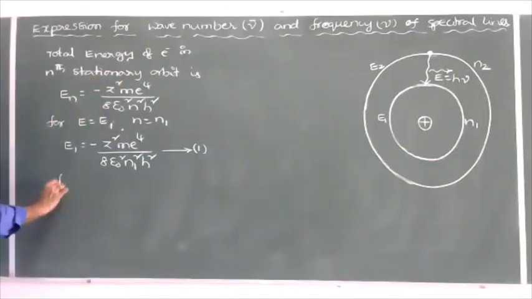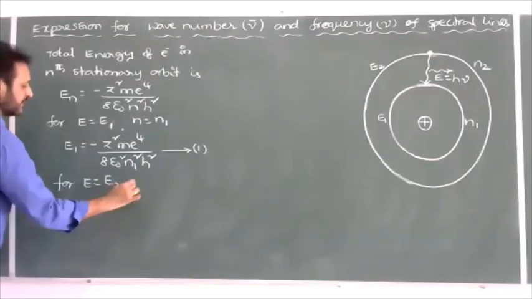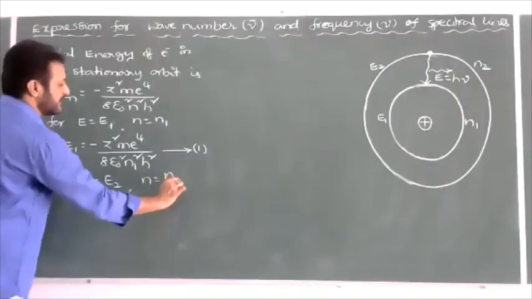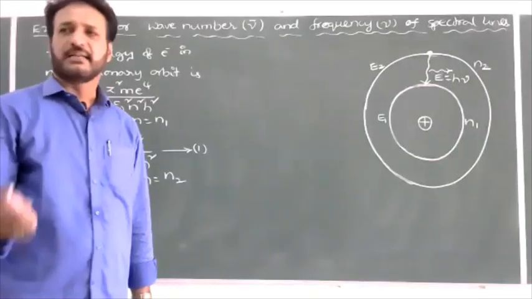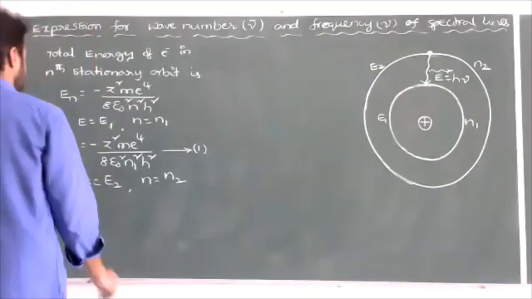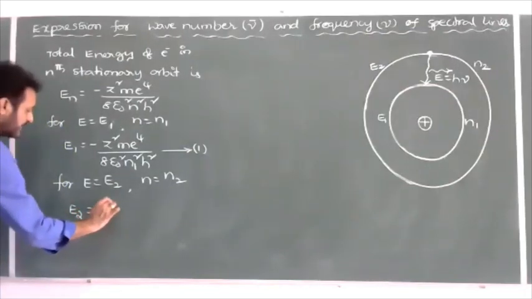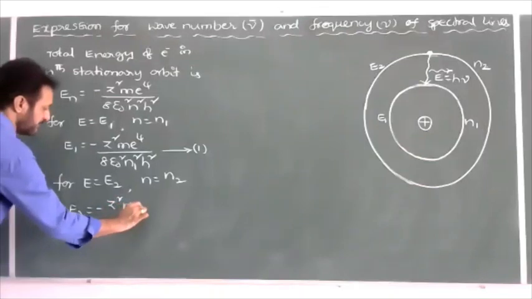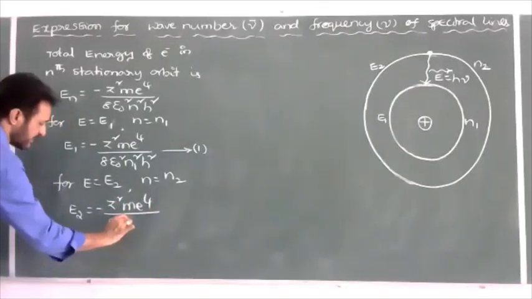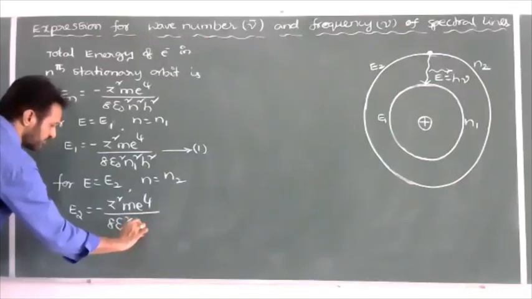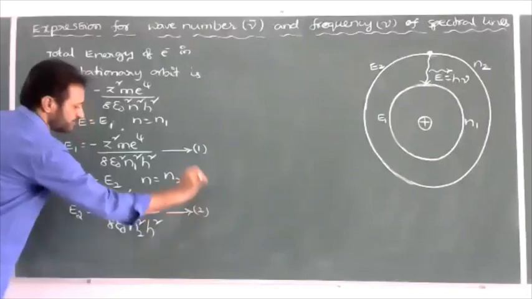Similarly, for a higher orbit, E is equal to E2 and n is equal to n2, the higher orbit. Same above formula, just modify by replacing the two letters. Therefore, E2 is equal to minus Z square into m e power 4 divided by 8 epsilon naught square into n2 square into h square. So it is equation 2.